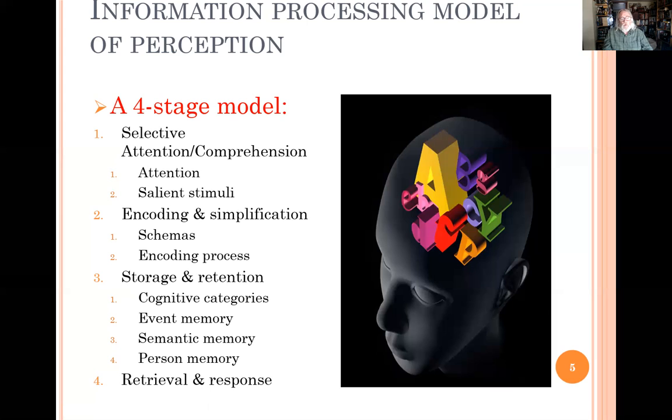When it comes to storage and retention, we're still talking about how we handle this information, how we get it and perceive it and store it and so forth. So when we talk about storage and retention, we're really talking about putting that information into long-term memory. Now, long-term memory is divided up into our cognitive categories. And these cognitive categories, of course, like I've explained, contain our schemas. The cognitive categories are divided into the three parts you see here: event memory, semantic memory, and person memory.